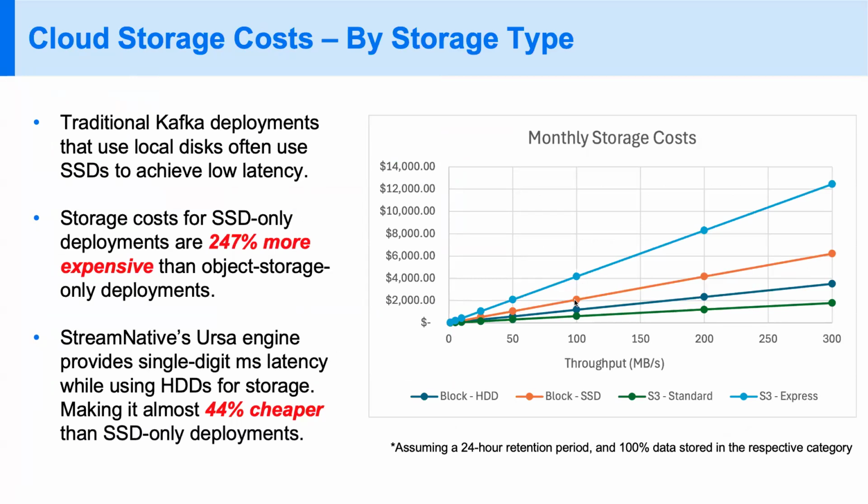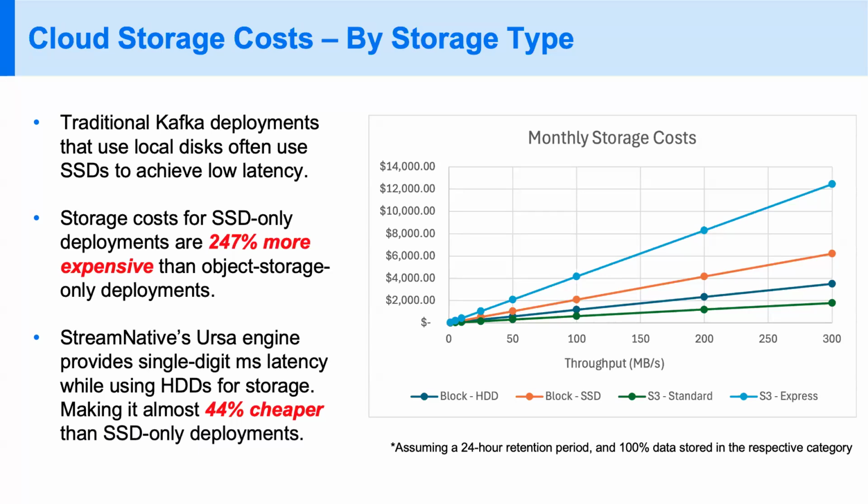If you keep data longer or have higher data volumes, these things definitely increase. But you can see that there's a significant difference if you use SSD-only local block storage, using your GP3 standard disks. They're roughly 250% more expensive than object storage. Again, 8 cents per gigabyte versus 2.3 cents per gigabyte of storage. So obviously much more expensive.